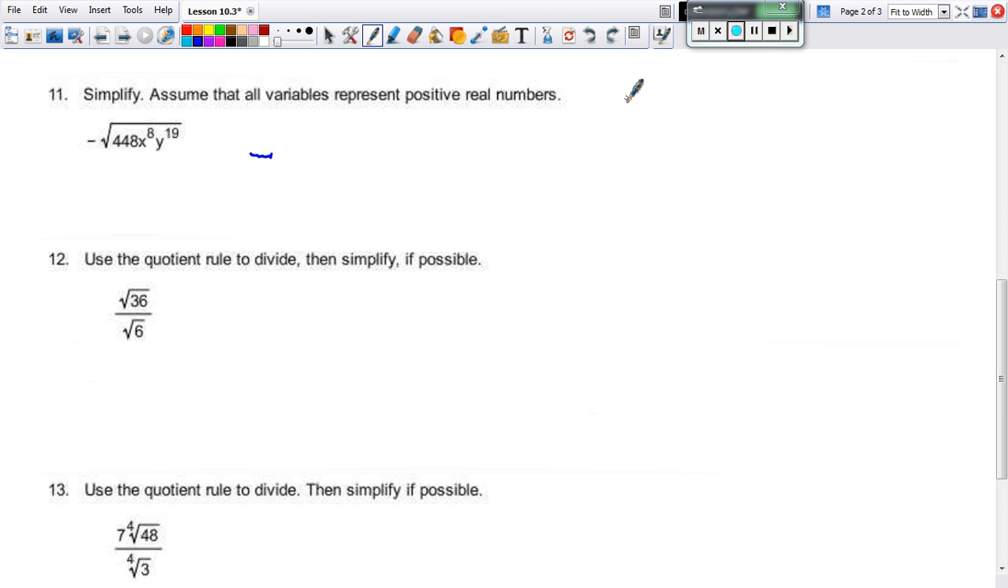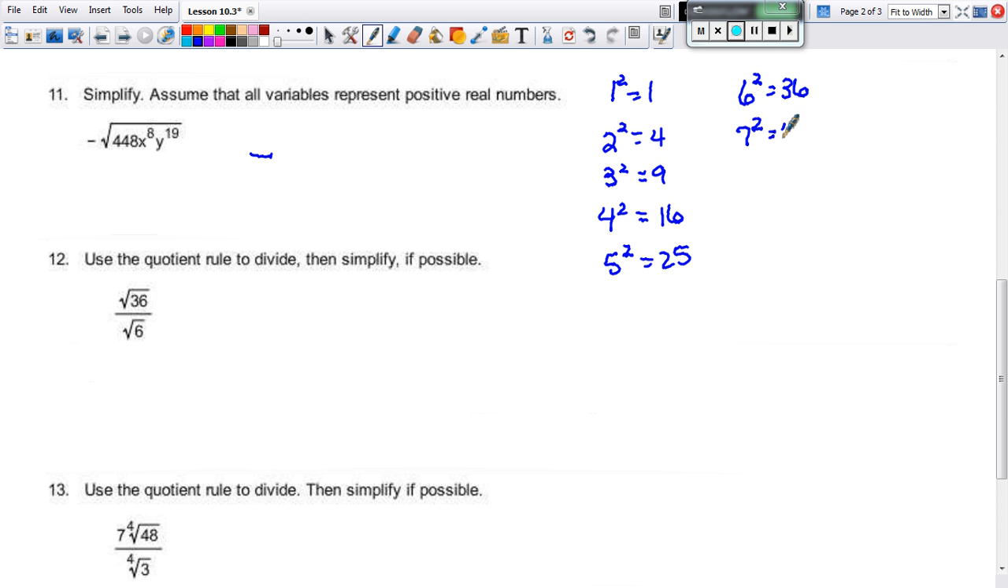Okay, so squares. 1 squared is 1. 2 squared is 4. 3 squared is 9. 4 squared is 16. 5 squared is 25. Once you make this list on your paper, just keep it because you're going to be using it over and over again. 6 squared is 36. 7 squared is 49. 8 squared is 64. 9 squared is 81. 10 squared is 100.